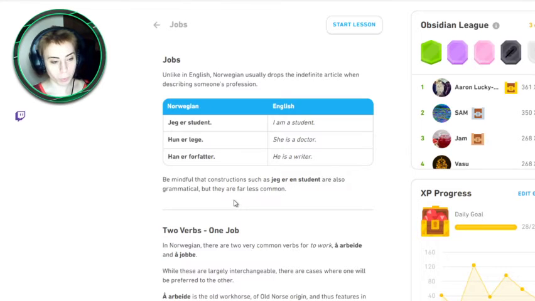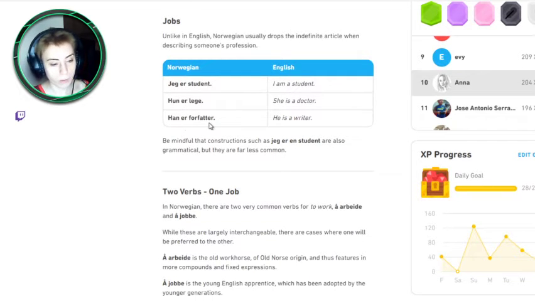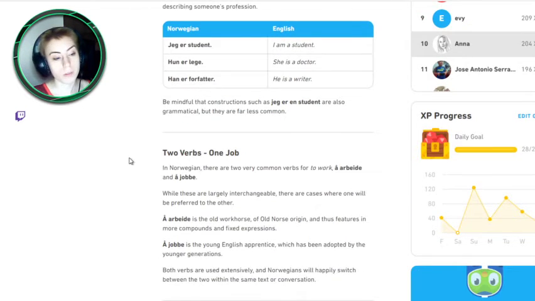So, we'll start off with the work. I do have my work tab here. Unlike in English, like we said earlier, Norwegians drop the indefinite article when describing someone's profession, so we say, I am a student. In Norwegian, you would say, I am student, or jeg er student. Hun er lege, she is a doctor. Han er forfatter, he is an author.